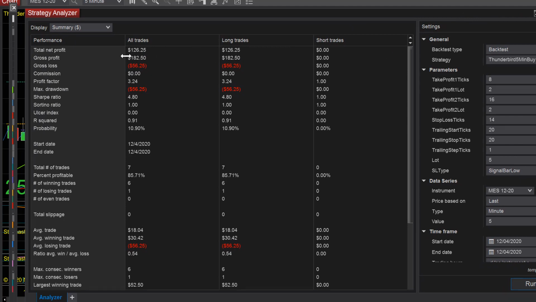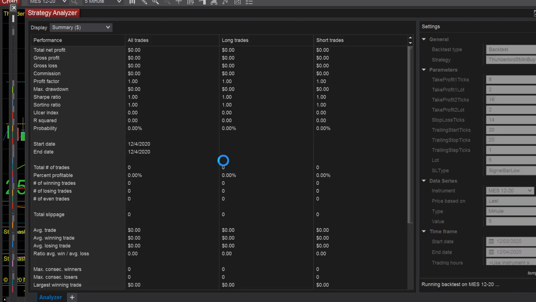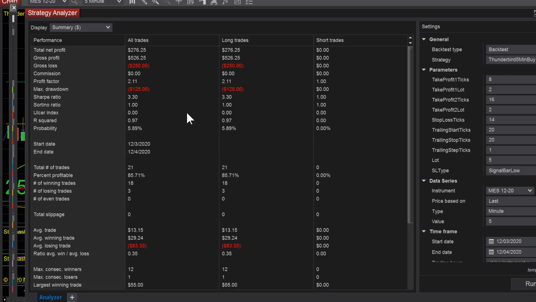All right. So it gave us the profit today on the 5-minute. What was it? 7 trades, 6 winning trades, 1 losing trade. Not bad. Profit factor 3.24 versus what the money put in and what the money you get out. That's not bad either. Let's go back a day. Profit factor is 85% still. 18 winning trades, 3 losing trades.